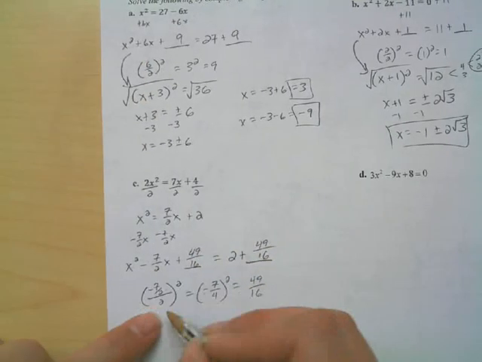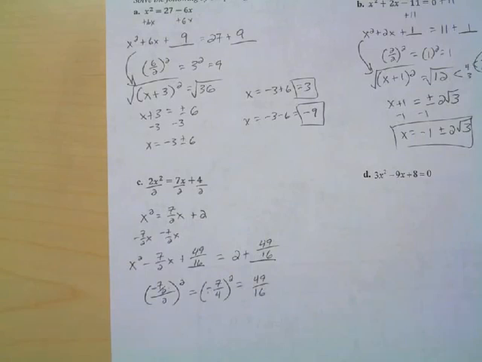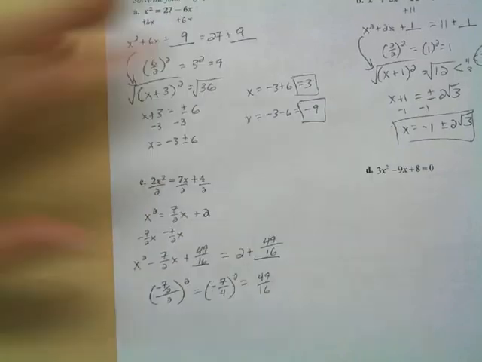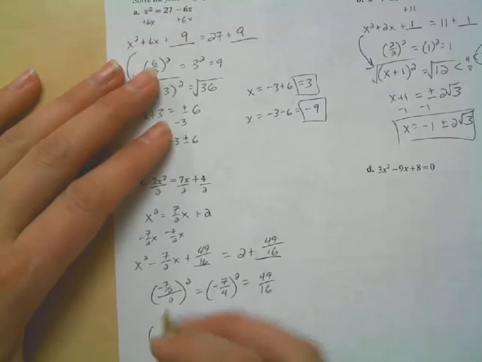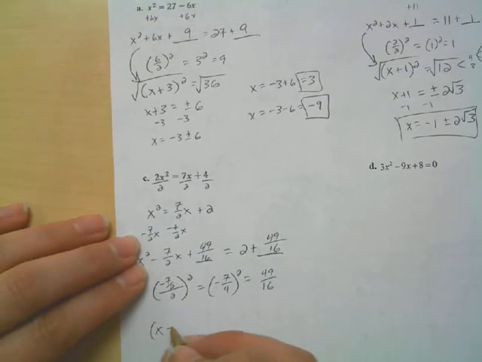Again, you can use your calculator to help you do all of that. Okay, so we've got 49/16. Now I have to factor this. Okay, but with the shortcut, it's really easy. I've got x, this is minus, so this is minus.